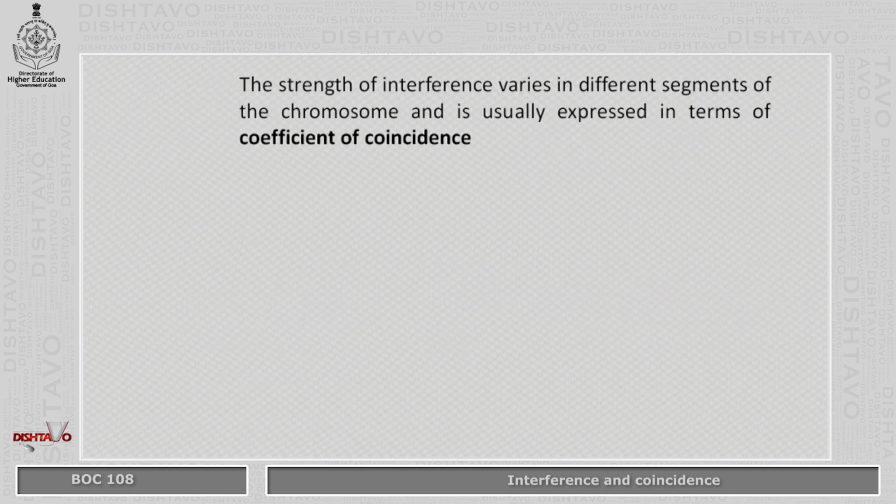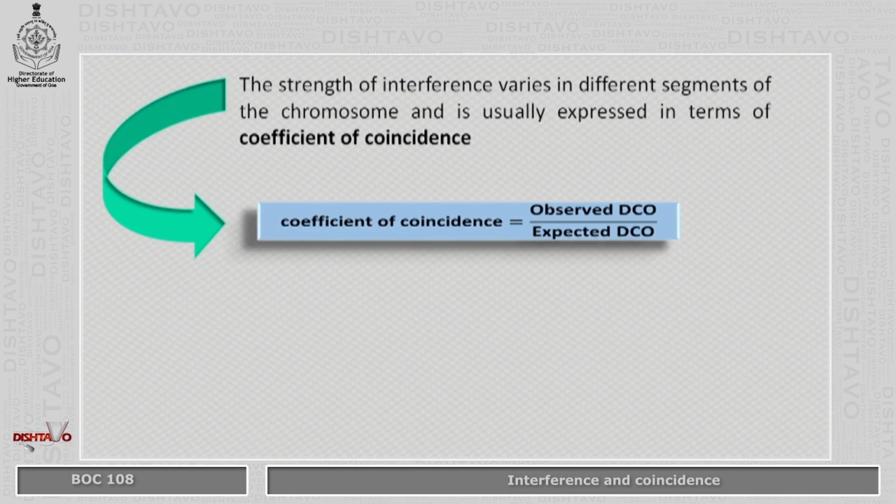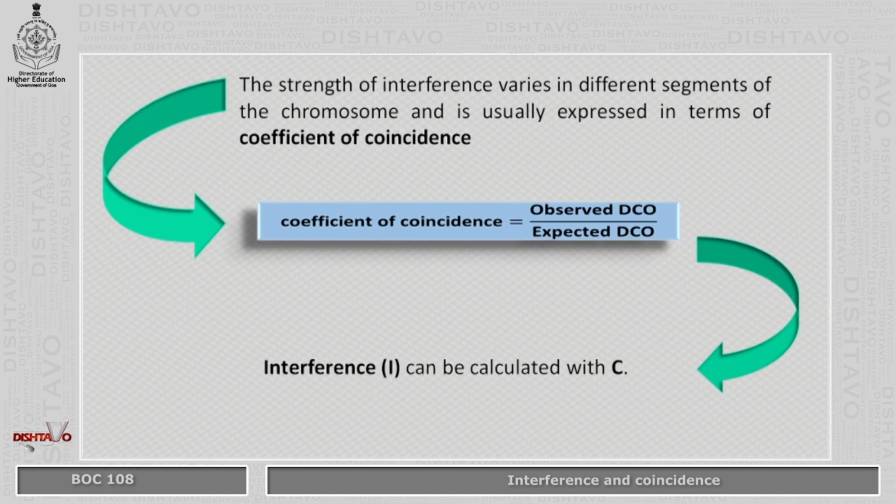The strength of interference varies in different segments of the chromosome and is usually expressed in terms of coefficient of coincidence. Coefficient of coincidence can be calculated by this formula, which is the division of observed double crossovers by expected double crossovers. On finding the coefficient of coincidence, represented with capital C, we can calculate interference using the formula: interference, represented as capital I, is equal to 1 minus C.